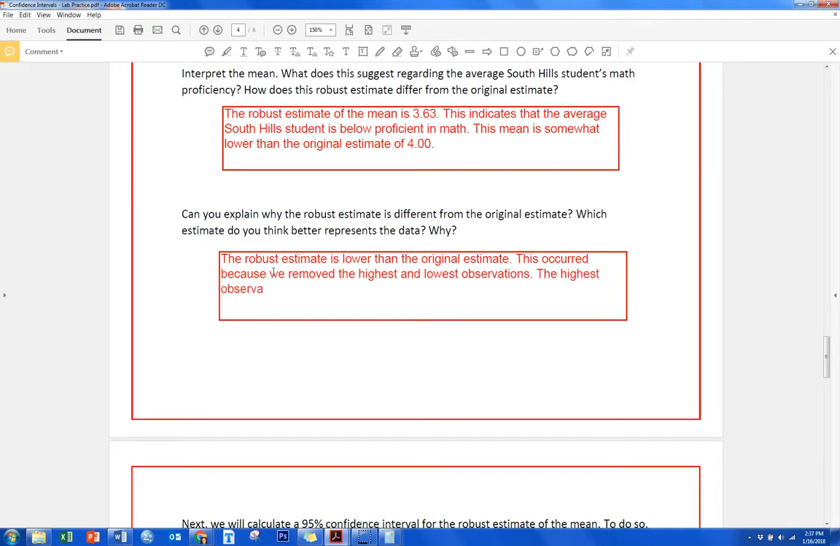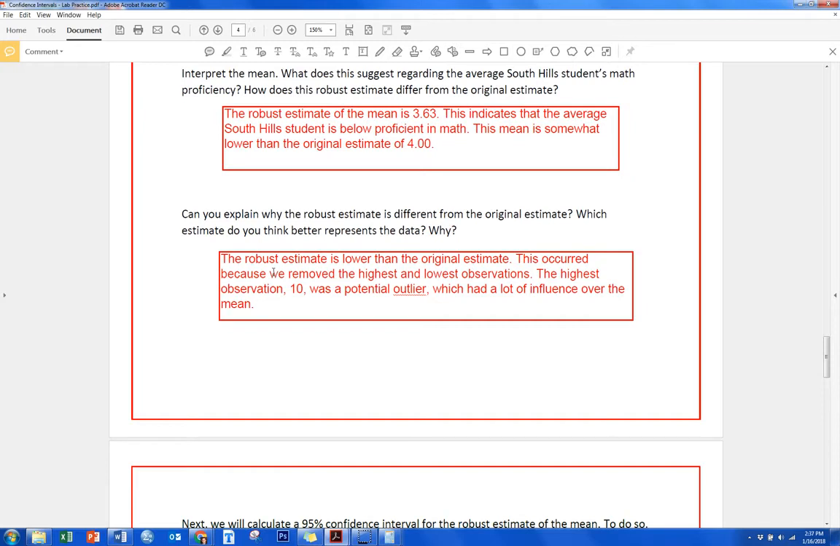The highest observation, 10, was a potential outlier, that's how you spell it, which had a lot of influence over the mean. Now, which is a better representation? One's lower than the other one. Well, I would argue that the robust estimate is actually a better representation because that kid we took out, the 10, was a bit of an outlier. He's not a typical South Hills student.